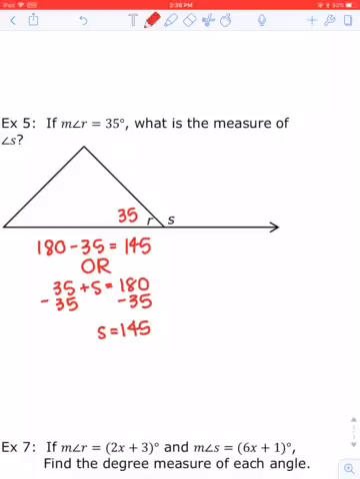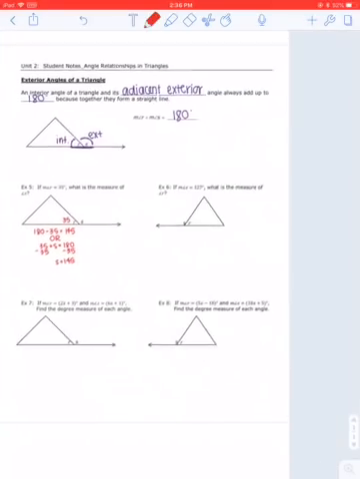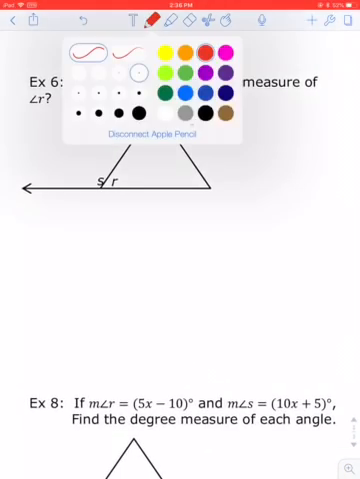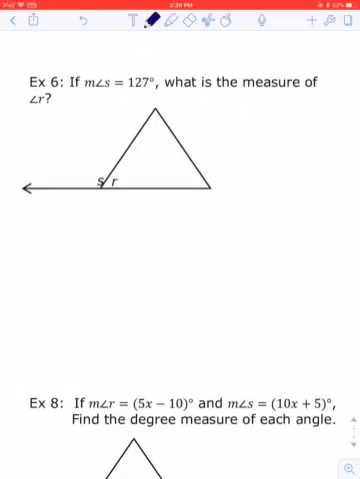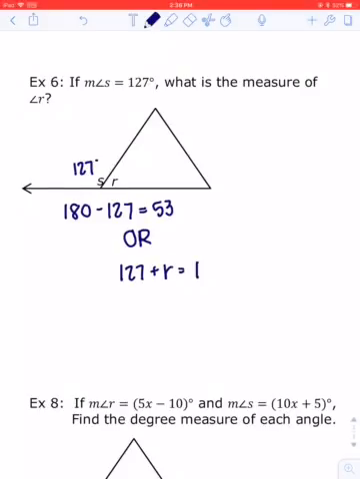All right, so I want you to try example 6, pause the video, come back to the video to check your answer. For this one, they give us the measure of angle S, which is 127 degrees. So I'm going to subtract from 180 that 127, and when I do that, I get 53 for R. Or you could have done 127 plus R equals 180. Subtract 127 from both sides, and you get the same answer of R equals 53 degrees.